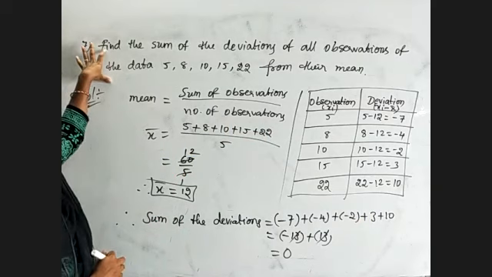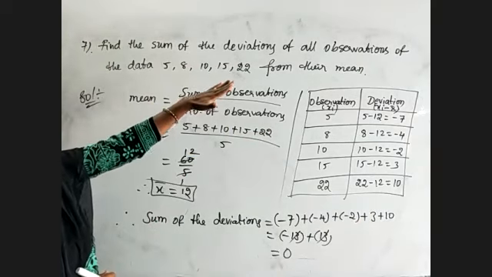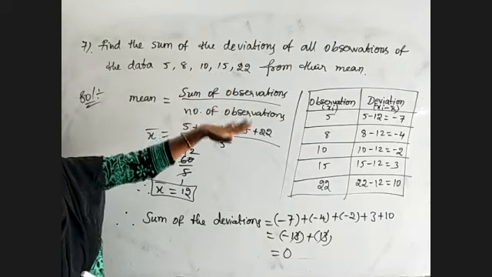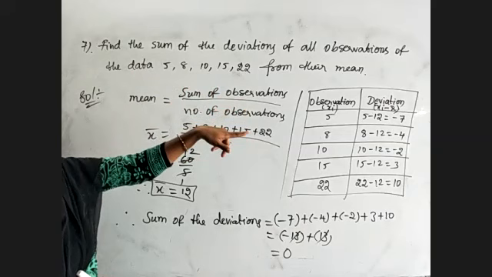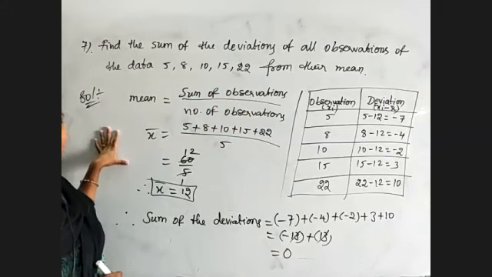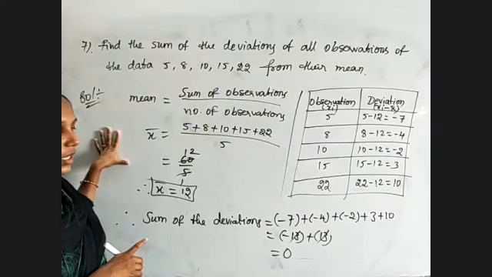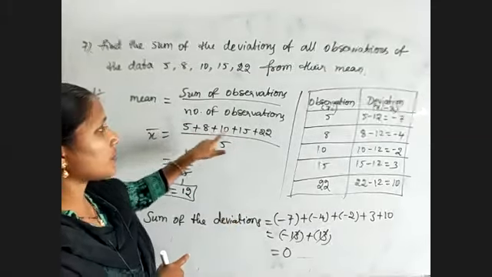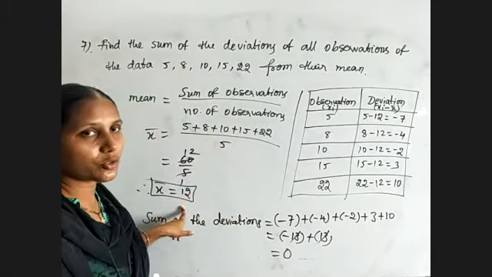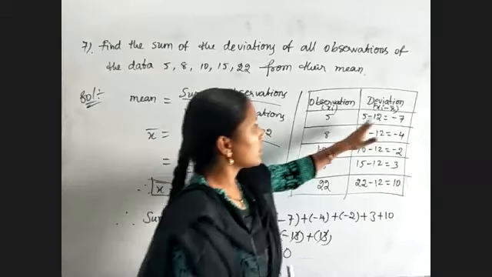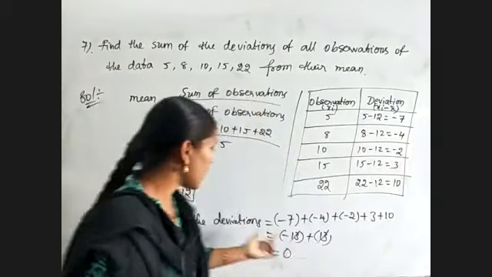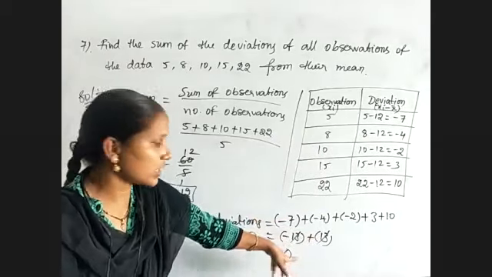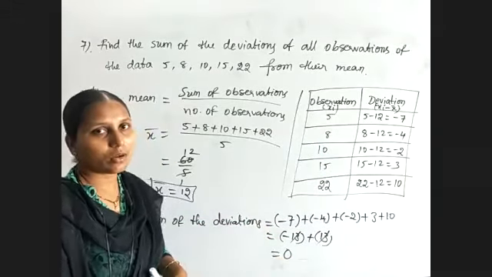So just observe here. They are asking to find the sum of the deviations of all observations of the data from their mean. So their mean they are telling. First of all, find out the mean by using the normal formula. After getting this, what are the deviations for different observations? With that mean we need to find. So deviations we got like this. Now they are asking to find out the sum of the deviations. So we find out the sum of the deviations, and then we got 0. Okay.